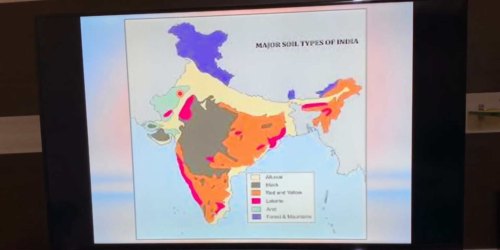The next we will learn about the mountain soil. This is the mountain soil, children. Mountain soil is rich in organic matter, rich in humus, and mainly plantation crops are concentrated in the mountain soil, like tea and coffee. These are the crops which are grown in the mountain soil.